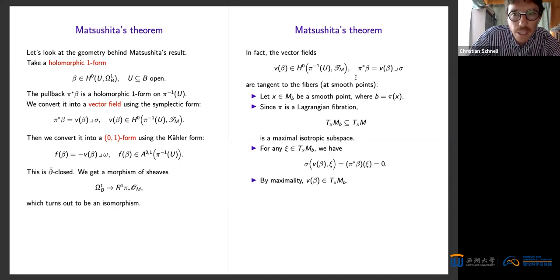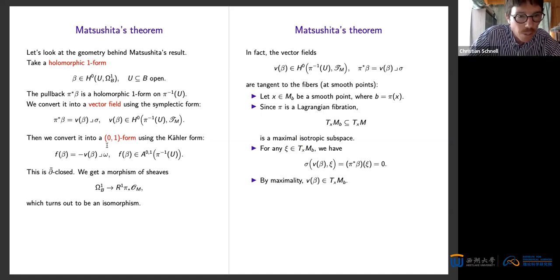And again, this is a little calculation here. If I go to a smooth point on one of the fibers, then the tangent space to the fiber is a maximal subspace, a maximal isotropic subspace. So a maximal subspace with the property that sigma is trivial on the subspace. That's the Lagrangian condition, right?